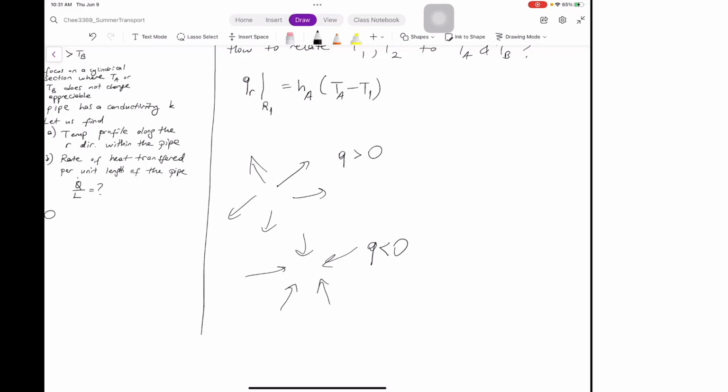That's very important. The only important thing here is that the QR is a vector quantity. If it's towards the plus R direction, take it as a positive value. If it's towards the negative R direction, it should take a negative value. Otherwise, your Fourier's law would be wrong. I mean, you should restate your Fourier's law in another way. Does that make sense? That's the convention that we are using, and you should be consistent with that convention.